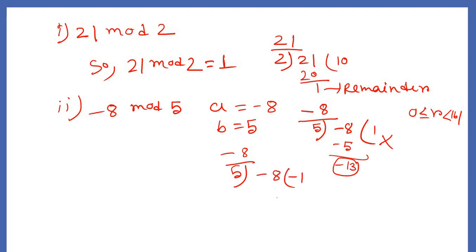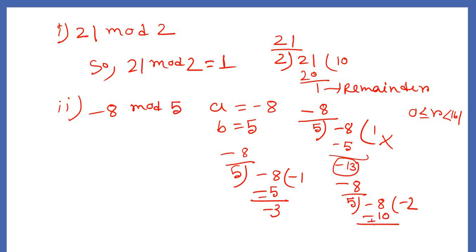Let us start with minus 1. 5 into minus 1 is minus 5, and if we subtract, we get minus 8 plus 5, that is minus 3. Here also we are getting a negative remainder. So next we take minus 2. 5 into minus 2 is minus 10.